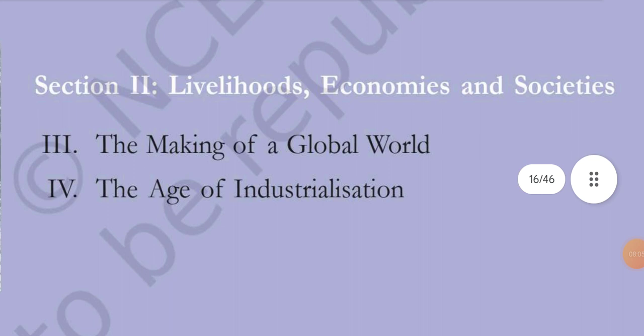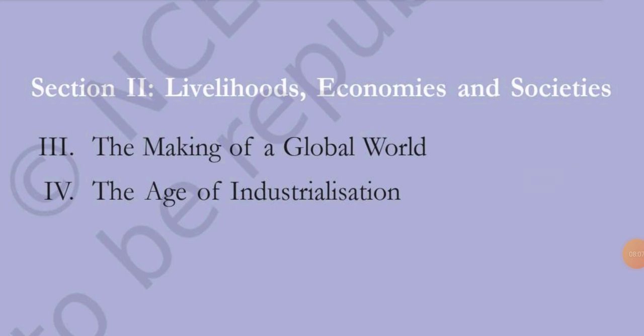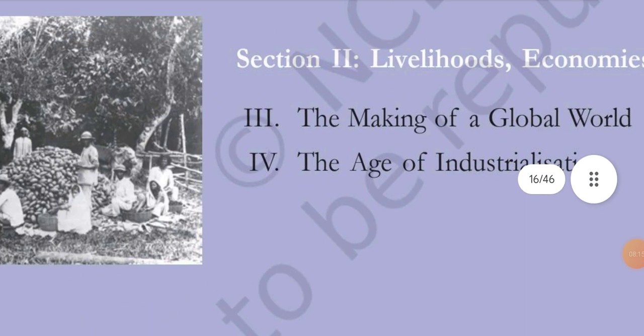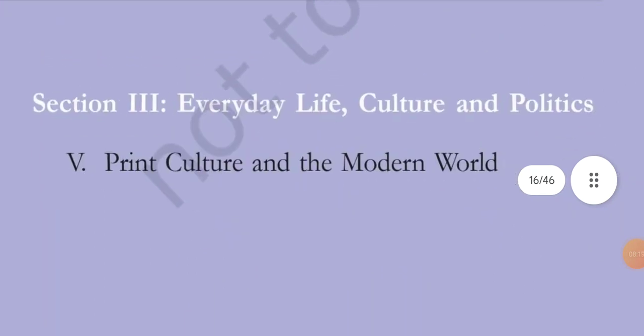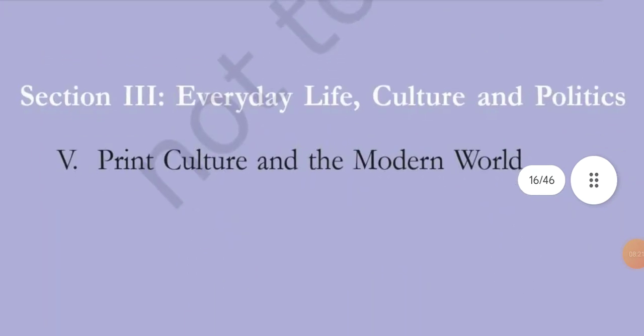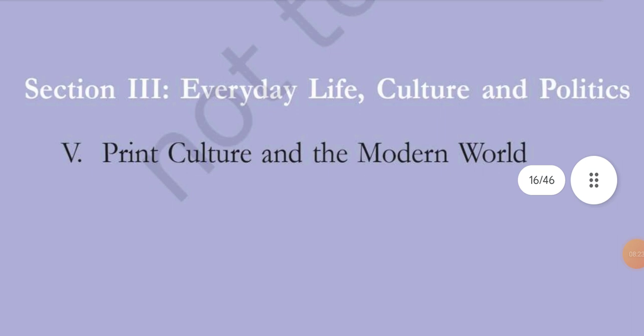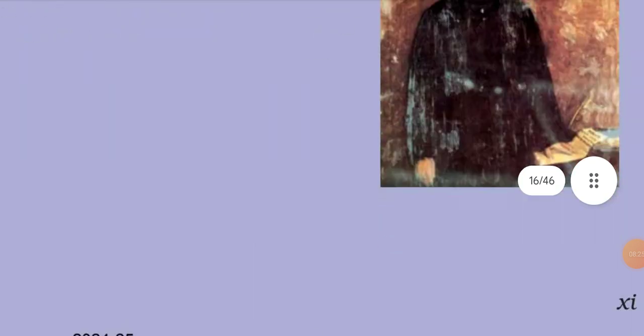Section 2, Livelihoods. Chapter 2, Livelihoods, Economics and Societies. 3, The Making of a Global World. 4, The Age of Industrialization. Section 3, Everyday Life, Culture and Politics. 5, Print Culture and the Modern World.